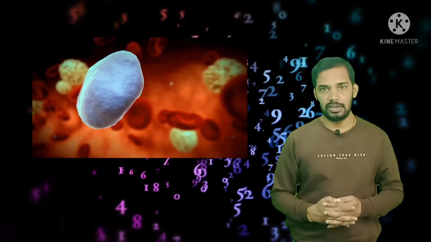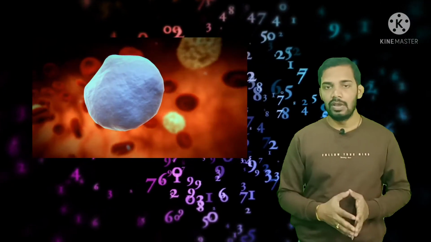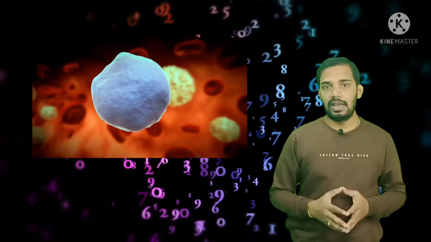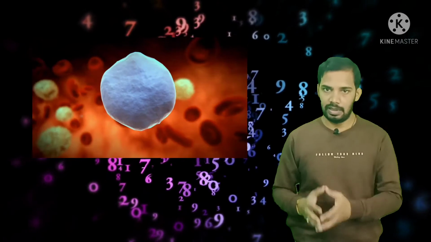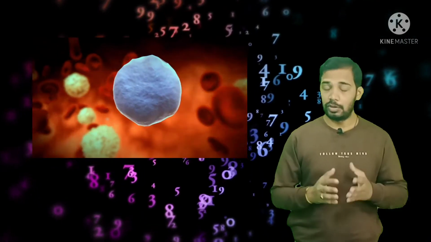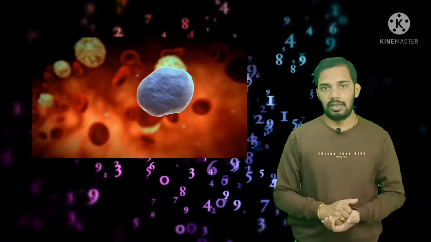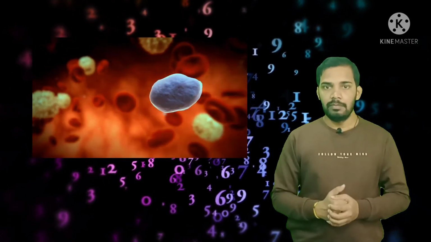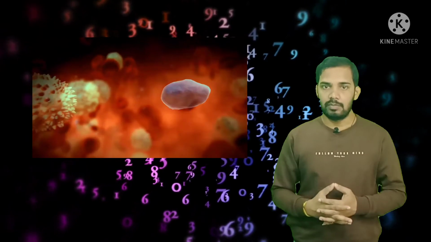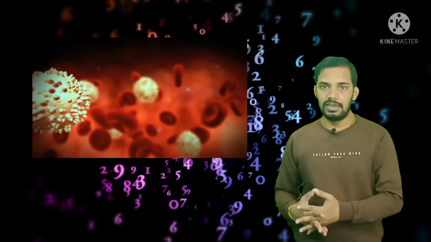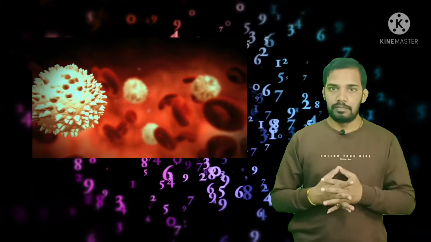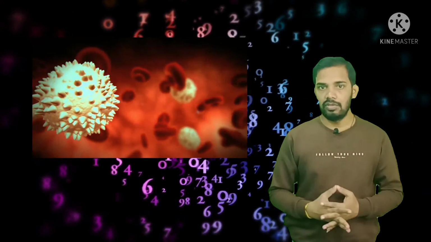Next is our white blood cells. Now white blood cells are present in lesser amount as compared to red blood cells. Sorry, they are bigger in number than red blood cells. Now white blood cells protect us from germs and different diseases, and they are present in lesser amount in our body. So this is white blood cells.